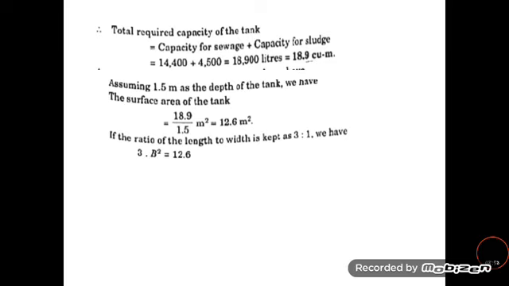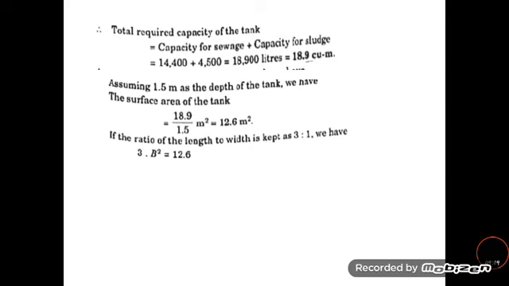So the total capacity of the tank is equal to the capacity for the sewage plus the capacity for the sludge. It must contain both, so we add the two values, 14,400 plus 4,500, to get 18.9 cubic meters. The depth of the tank is assumed as 1.5 meters, and the surface area, calculated by dividing the volume by the depth, is 12.6 square meters. The ratio of length to breadth is 3:1.